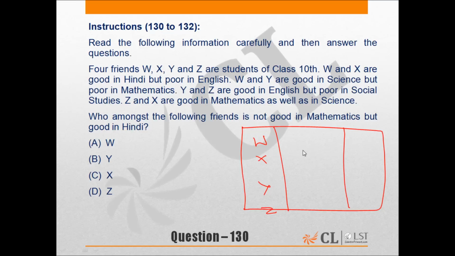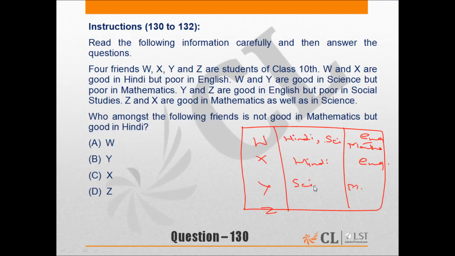Next statement says W and Y are good in science but poor in maths. So W is also good in science and poor in maths. Y again we are told is good in science, poor in maths. Y and Z are good in English but poor in social studies. So for Y I would have to write English as well over here. Z will again be good in English and they would be poor in social studies, both of them.